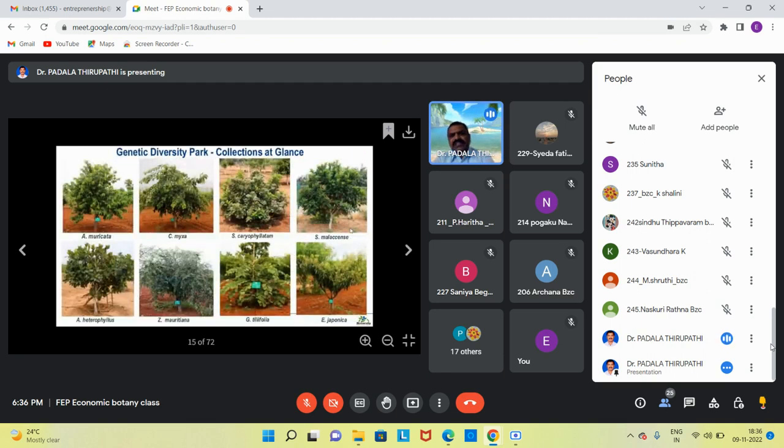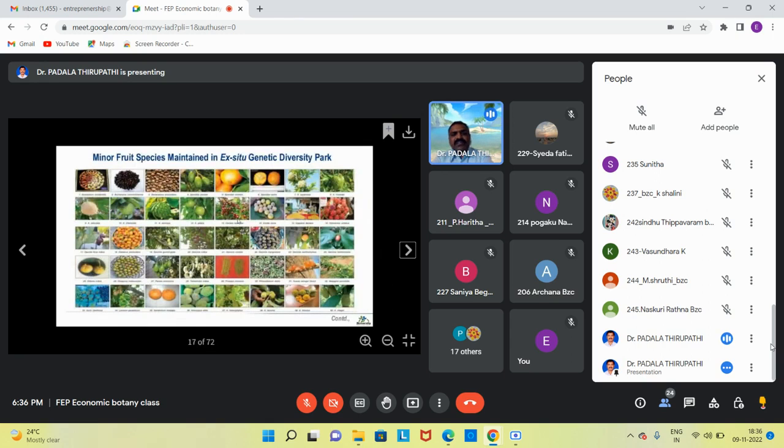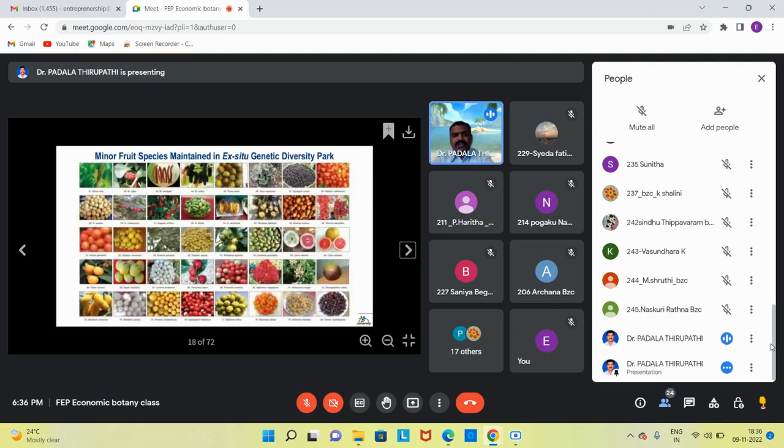And in this genetic diversity park, the collection at a glance: see here, these are the different species, that is Annona muricata, Ziziphus mauritiana, and Erythroxylum japonica. Some of the species are cultivated, protected, or conserved in the genetic diversity park in Bengaluru. And some of the minor fruit species are also maintained in that ex situ genetic diversity park in Bengaluru, as we observe in this slide.